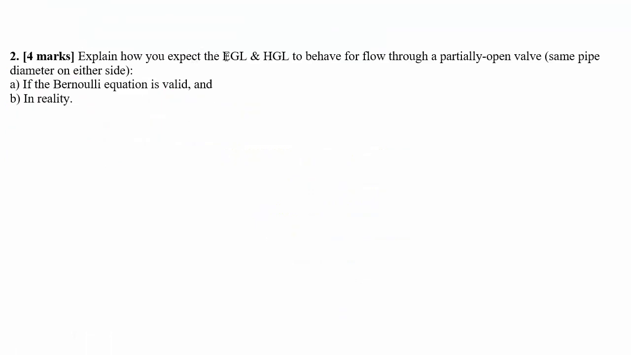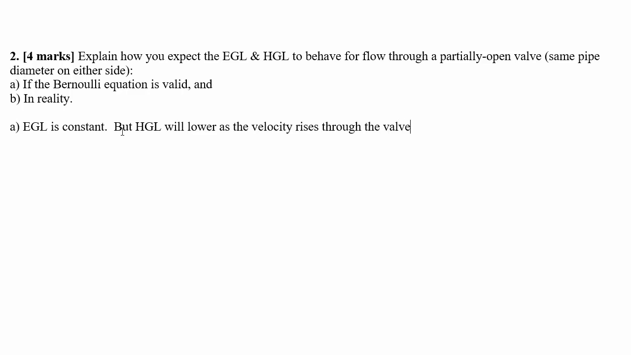Explain how you expect the energy grade line and hydraulic grade line to behave for flow through a partially open valve, with the same pipe diameter on either side: A, if the Bernoulli equation is valid, which means no frictional effects, and B, in reality. Okay, so if the Bernoulli equation is valid, then EGL is constant. But HGL, the hydraulic grade line, will rise if the velocity drops and vice versa. So it'll lower as the velocity rises through the valve.